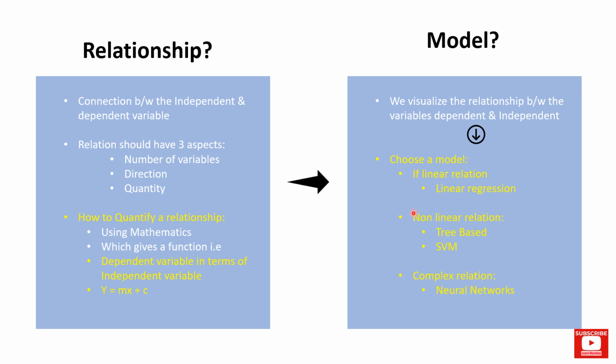If it is a linear relationship, I can just simply use linear regression. Why go with neural networks or something more complex? My task will be done by linear models as well. If it is non-linear, we can go with tree-based models, SVMs or something. But if it's a complex relationship, we need to go with neural networks. So this is how we start our process of choosing a model based on the data.